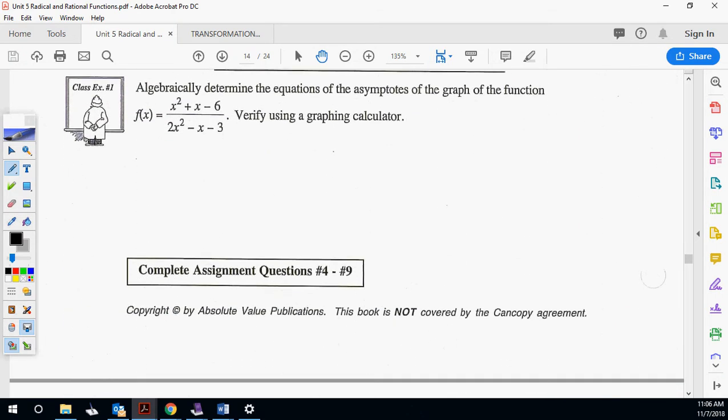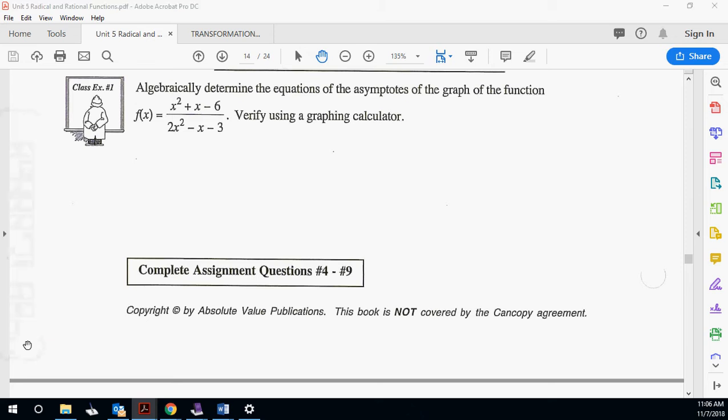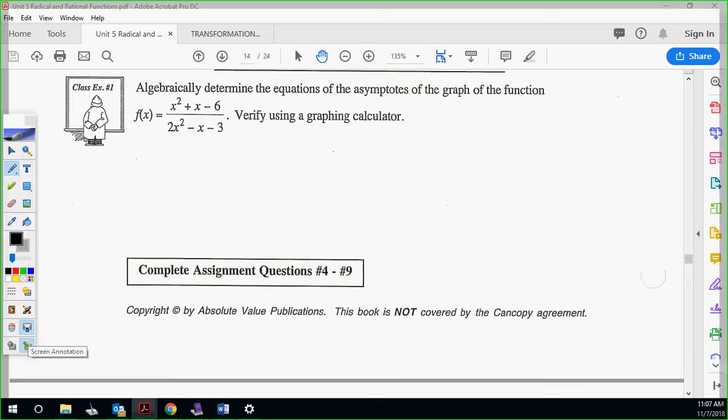And let's look at this one. This is all we got, and we're done. This says algebraically determine the equations of the asymptotes of the graph, then verify using a graphing calculator. So all it wants is the equation of the asymptotes. We can do horizontal as the easy one. I just look at it right now, and I say x squared and x squared. They are the same. So then how do I get the horizontal asymptote? 1/2, the ratio of their leading coefficients. So your horizontal asymptote is y equals 1/2.